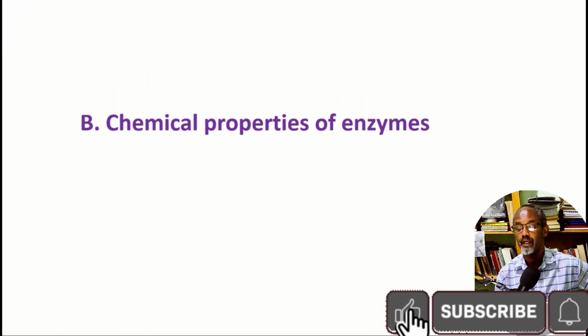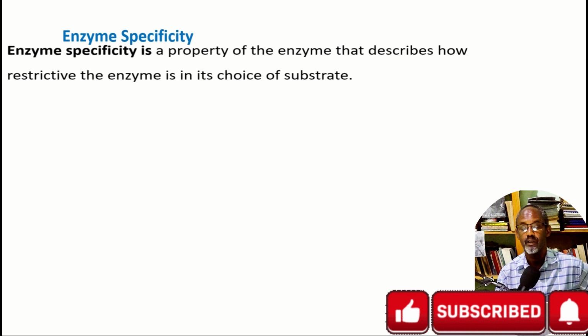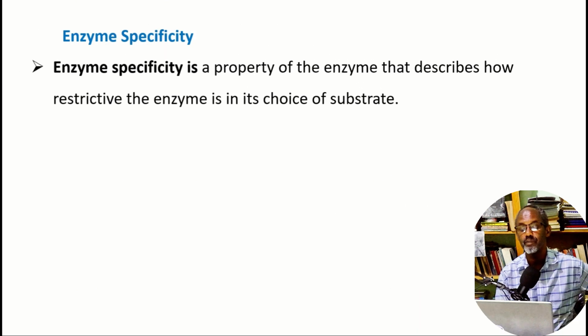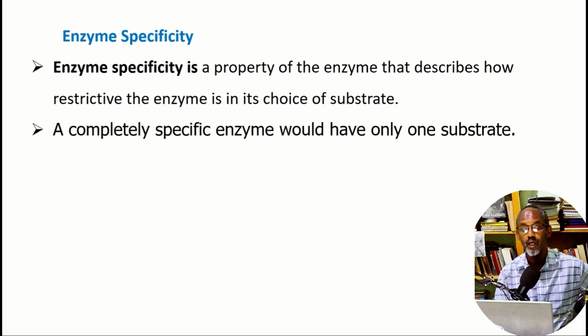Today we shall see enzyme specificity. This is one chemical property. Enzyme specificity is a property of the enzyme that describes how restrictive the enzyme is in its choice of substrate. A completely specific enzyme would have only one substrate, of course. Let us see some types of specificity of enzymes.